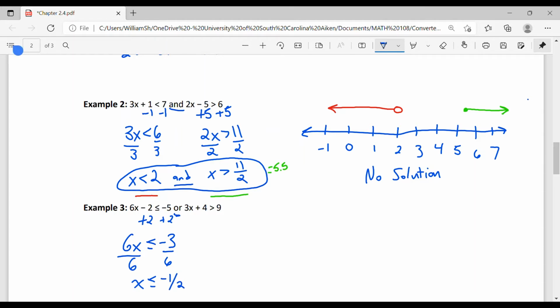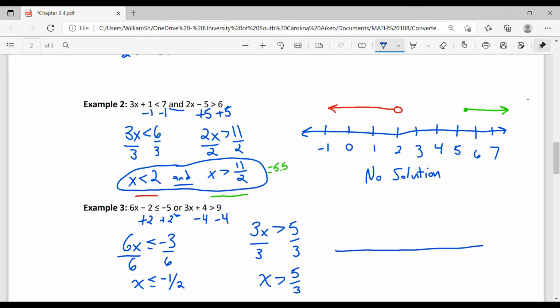Now we're going to solve this one as well. We're going to subtract 4. And I'm going to get 3x is greater than 5. Okay, so 3x is greater than 5. I'm going to divide by 3. Okay, and I'm going to get that x is greater than 5 over 3.